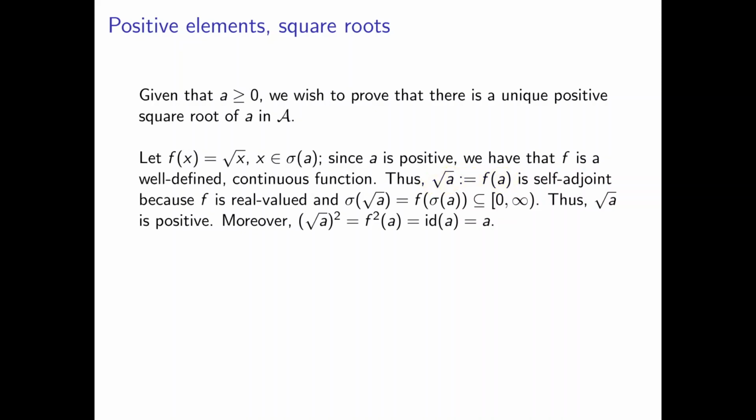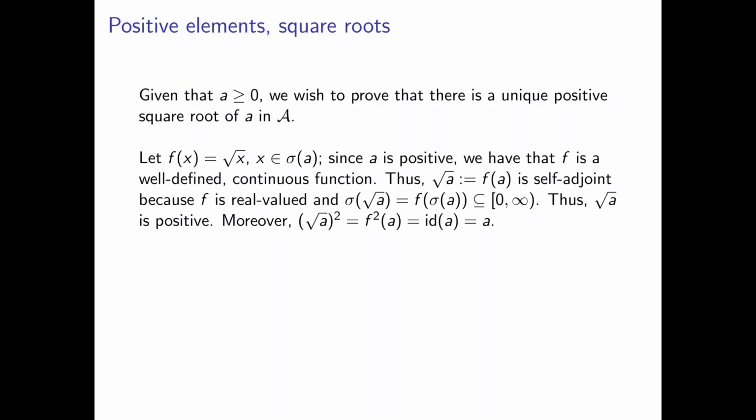And this is self-adjoint because f is a real valued function, and the spectrum of the square root of a is equal to f of the spectrum of a. This is what we saw in the last lecture as well. And f of the spectrum of a, a set of positive numbers, is of course a subset of the positive numbers. So thus we have shown that the square root of a is actually positive.